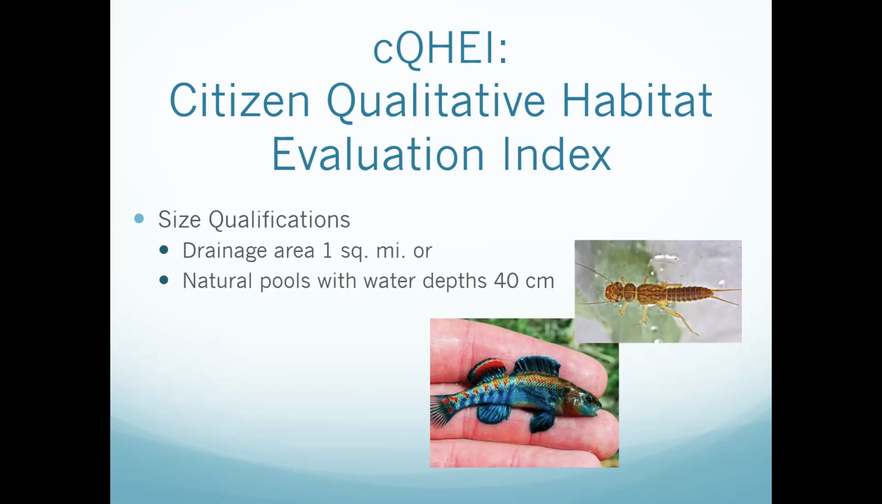cQHEI method. Some of Flow's streams are less than this, but because the cQHEI does a great job evaluating habitat, we've just included this method for all of Flow's streams. So then we can compare across the different streams. But technically we would be looking, specifically drainage area over 1 square mile or these deep pools to be candidates for the cQHEI method.